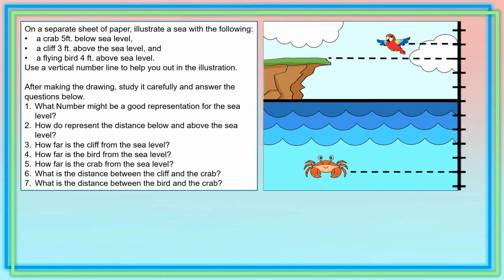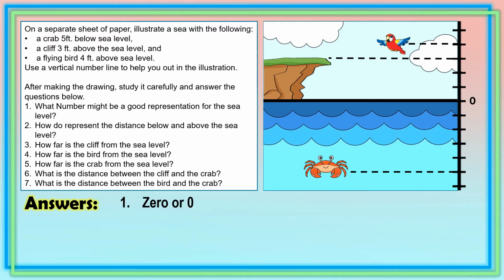Next, after making the drawing, study it carefully and answer the following questions. Una, what number might be a good representation of the sea level? So, dahil yung sea level ang ating batayan, dito natin ilalagay ang, ano nga yung kanina kapag gitna? Correct! Dito ilalagay ang 0. So, the answer sa number 1 ay 0.